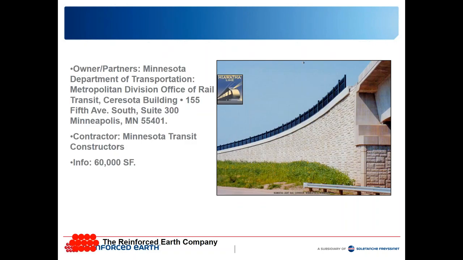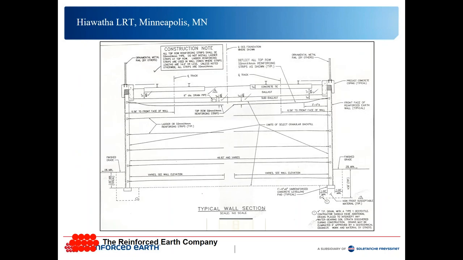Another application is light rail. This is the Hiawatha light rail project in Minneapolis, Minnesota. The Hiawatha light rail connects the Metro Dome from downtown Minneapolis to the Minneapolis airport. This is a typical cross section. Again, it's a standard MSE structure using steel straps carrying both tracks of this light rail project. This job has been in operation for more than 12 years without any issues.